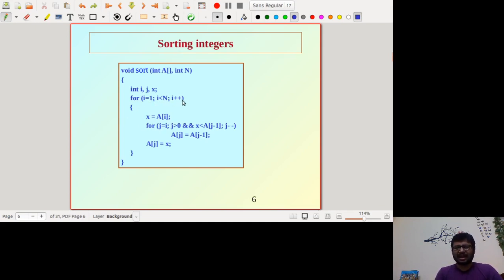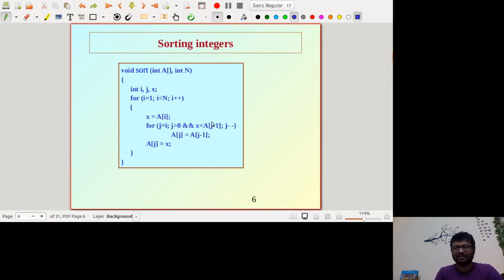As long as you find array elements which are larger than your current array element, which is A[i], we have A[i] copied in this variable x, and then we are traversing the array backward, starting from i. As long as we see array elements a[j-1] which are greater than x, we keep going left and keep shifting those elements to the right. We are here looking to insert A[i] in an appropriate position in the array.